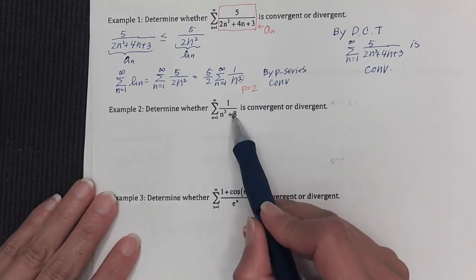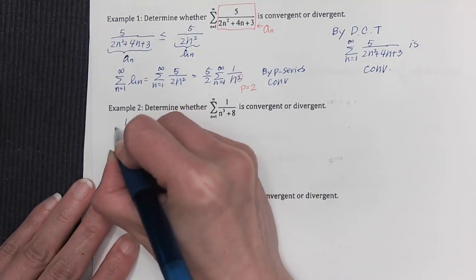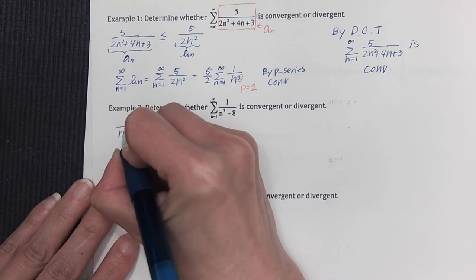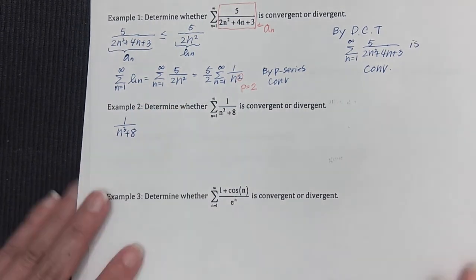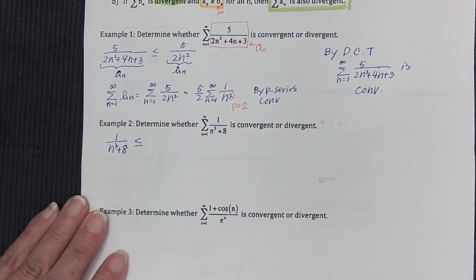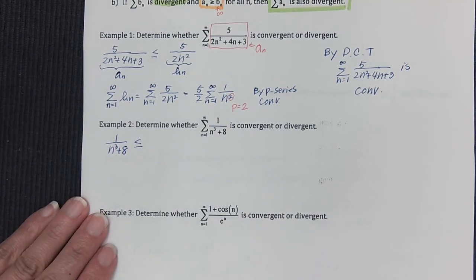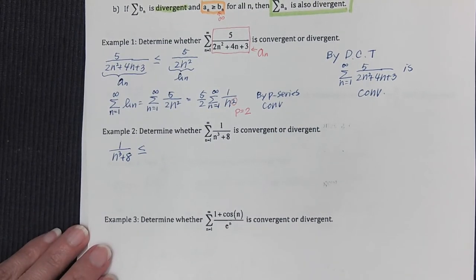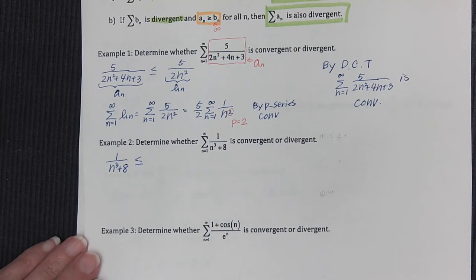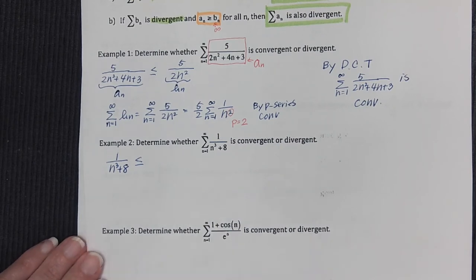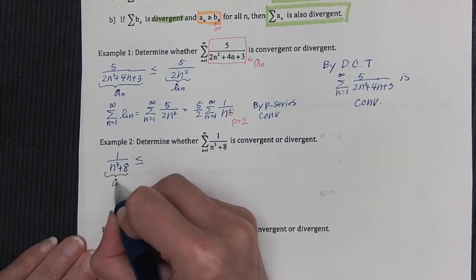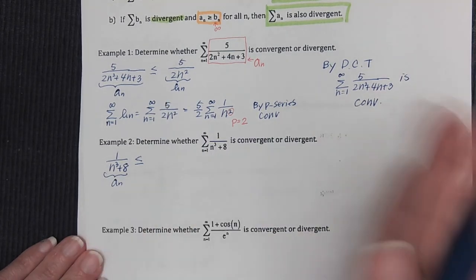Okay, this is my example. 1 over n cubed plus 8. Can you find what's my bigger one? I want to find something bigger, so it's easy to do the direct comparison test. This is my a of n. What's my little bigger one?